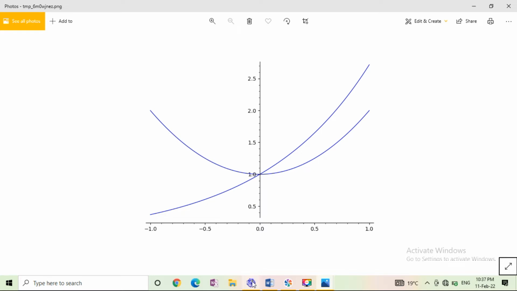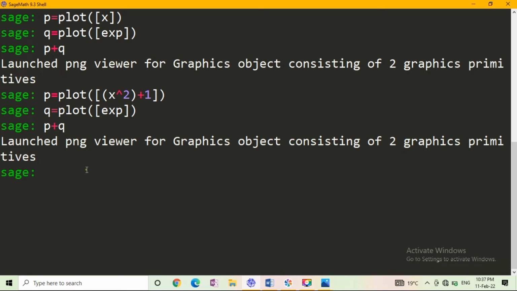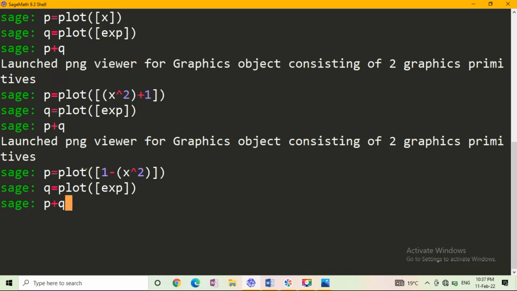Now we draw the graph of 1 minus x square. So we write p is equal to plot 1 minus x square, and again we write q is equal to plot e to the power x. After that we write p plus q, then press the evaluate button, or in the desktop version you press enter.